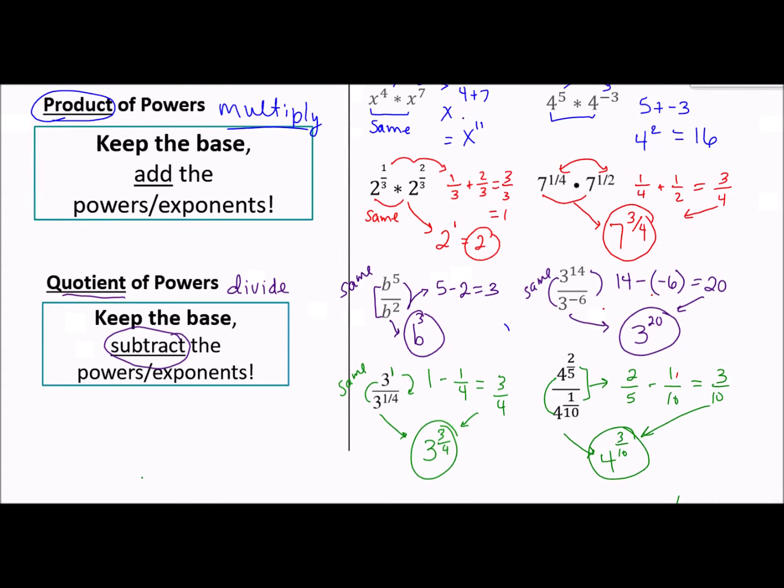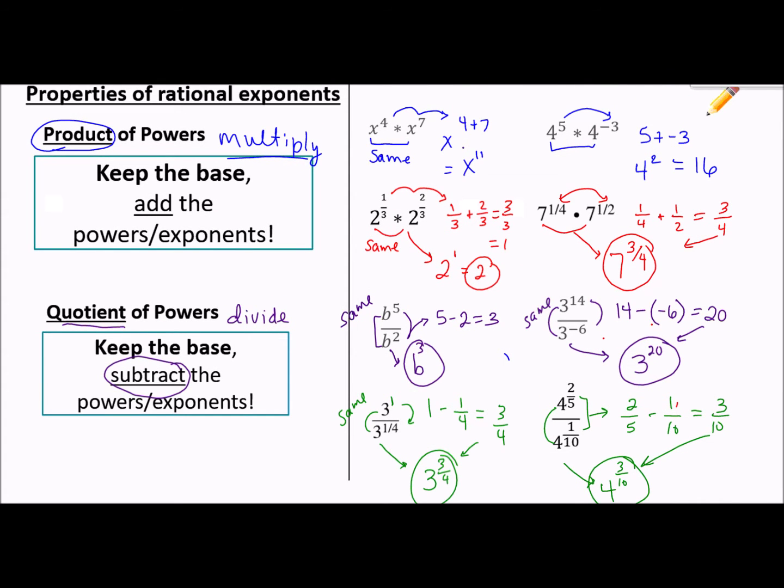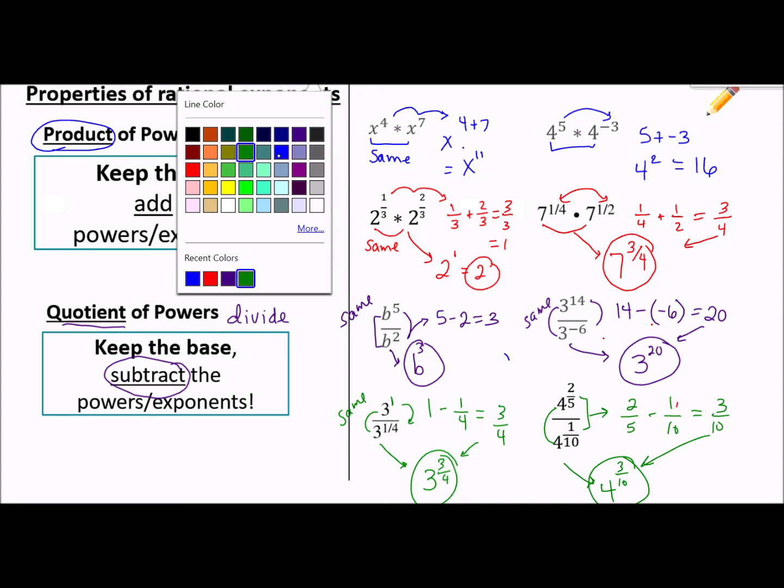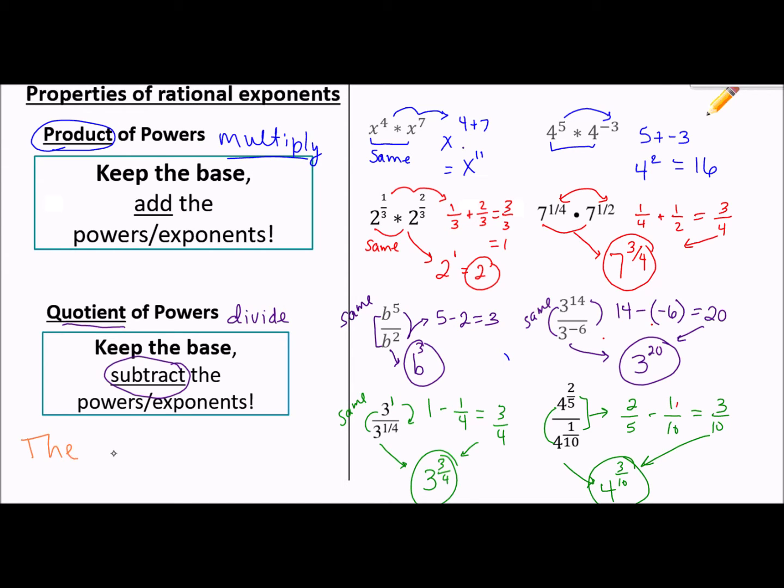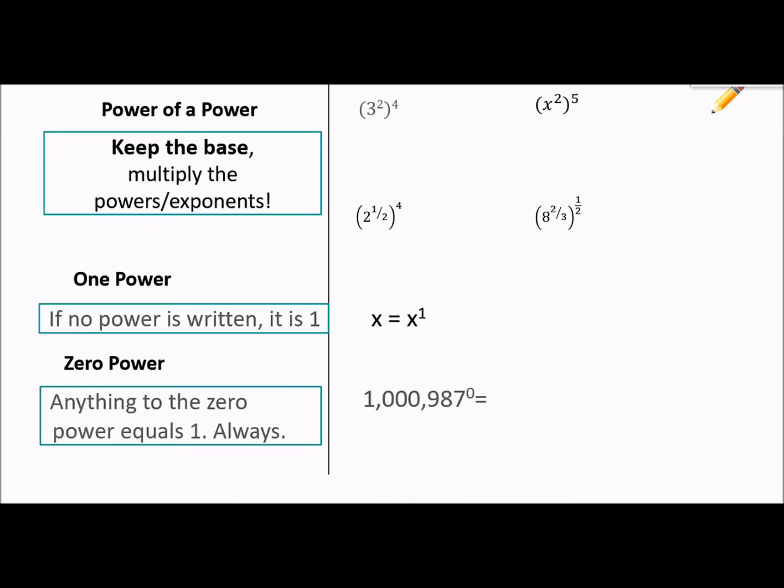So multiplication and quotient properties, still exactly the same thing. You just add the powers or subtract the powers depending on whether they're being multiplied or divided. The base never changes. We need to write a big note to remind us of that. Whenever you apply these properties, the base never changes. It's always the same base.